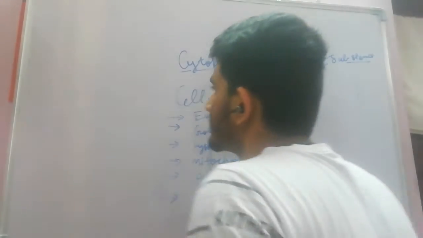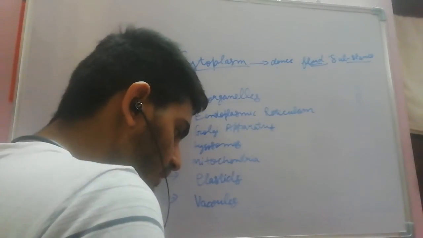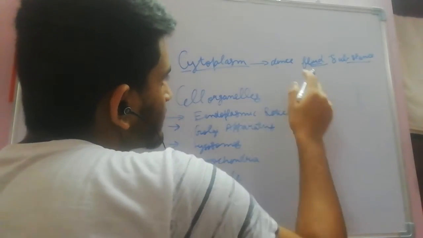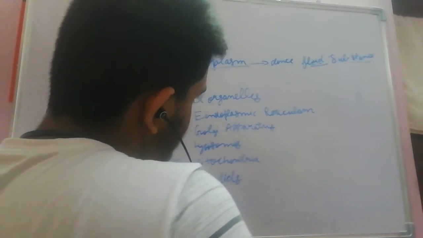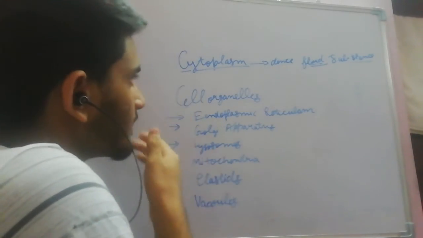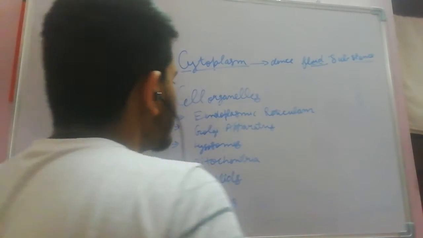Now the next topic is the cytoplasm. There is not much given about the cytoplasm in the book. It is just a dense fluid substance which is filled inside the cell. Okay, only this one is given in the book.